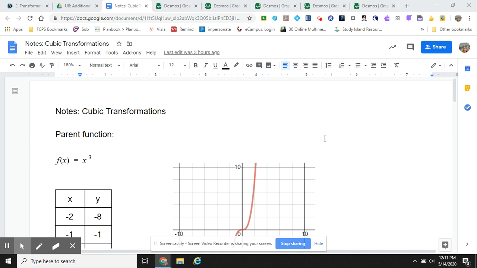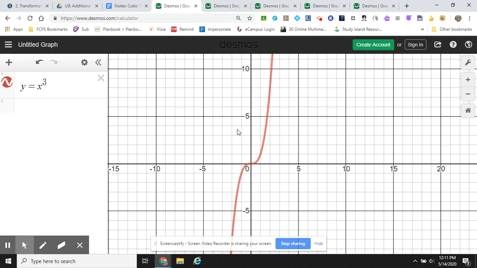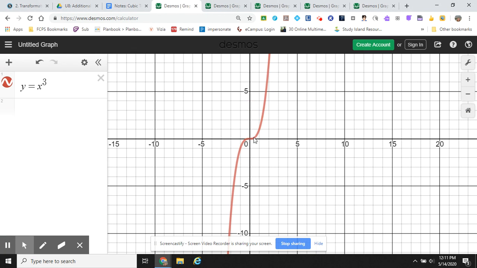All right, let's learn about cubic transformations. So our parent function for that is x cubed. I have it here in Desmos. It looks like that. The point that we're going to transform is still 0, 0.